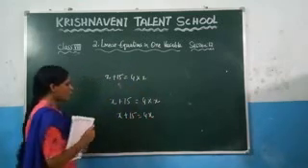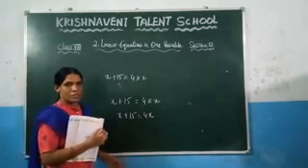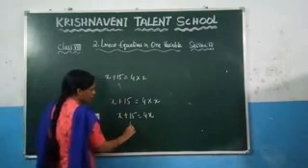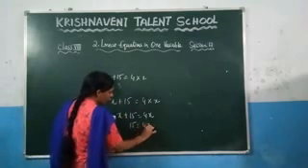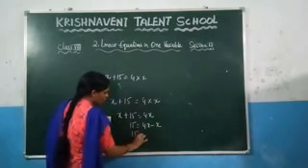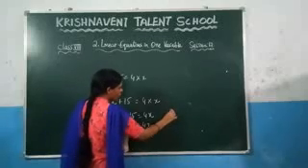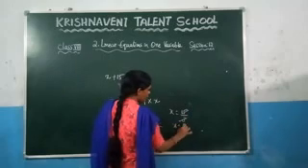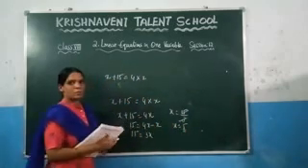Now here you need to find Mary's present age. That means you need to find the value of x. So here take x to that side. It will become 4x minus x, which gives you 3x. And what is the value of x? 15 by 3. So you will get the x value as 5. This is Mary's present age.